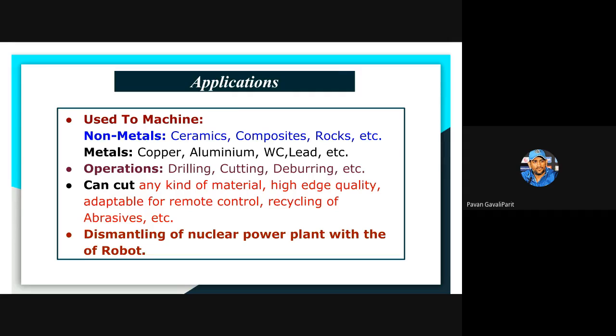Understood? Yes, sir. Okay. Dismantling of a nuclear power plant with the help of a robot is an important application of this abrasive water jet cutting machine. Abrasive water jet cutting and abrasive water jet machining are both the same. Why are they given the name cutting? Because normally this process is mainly used for the cutting purpose.